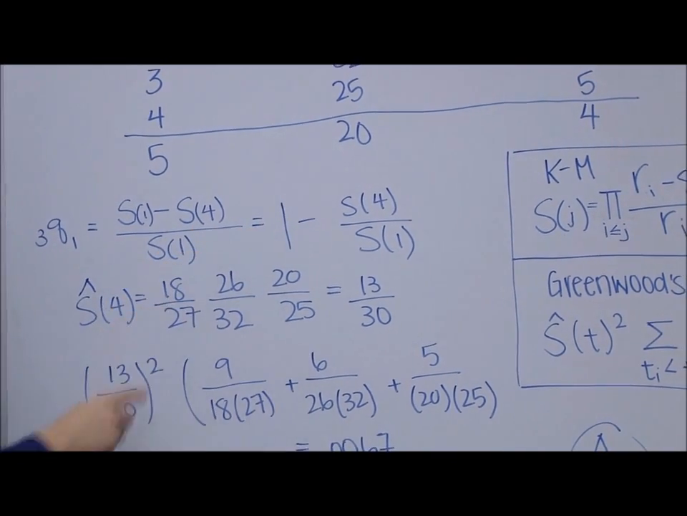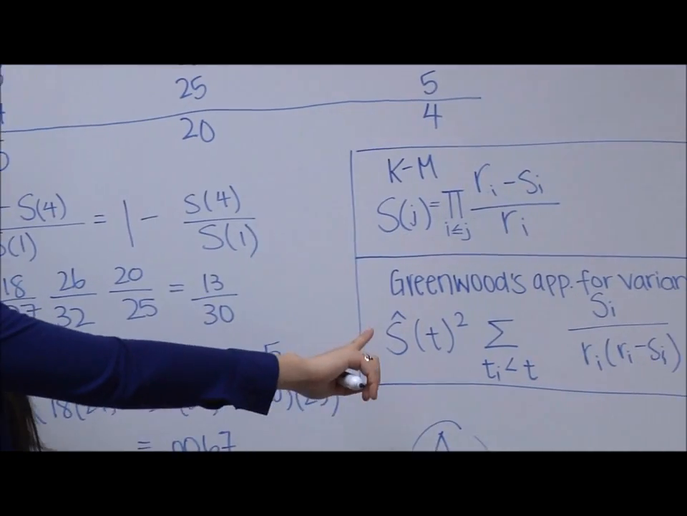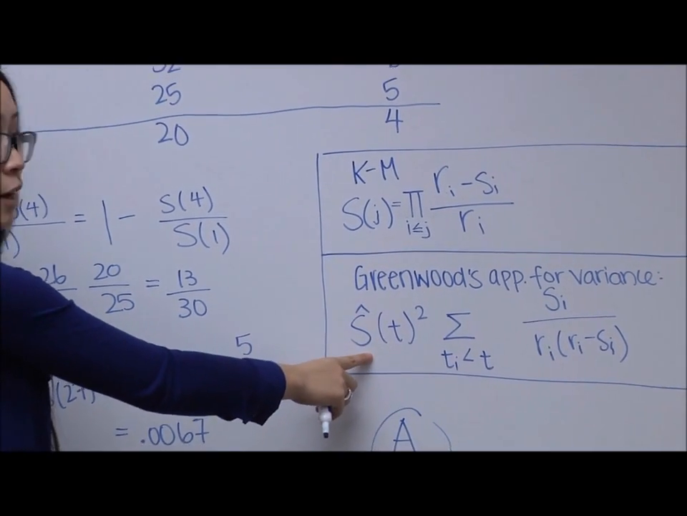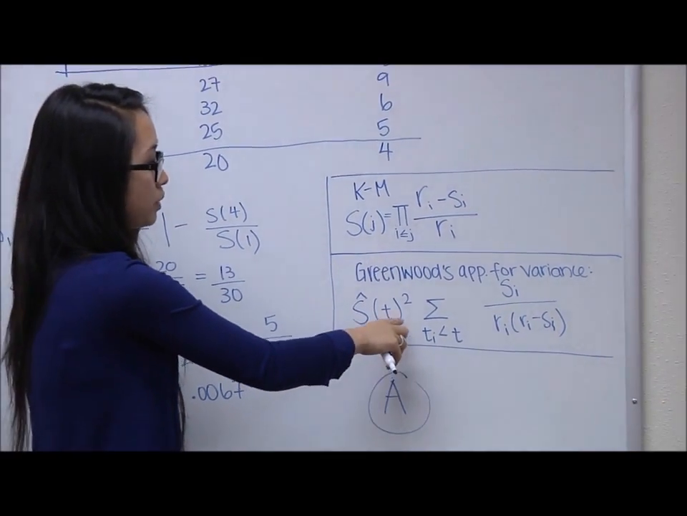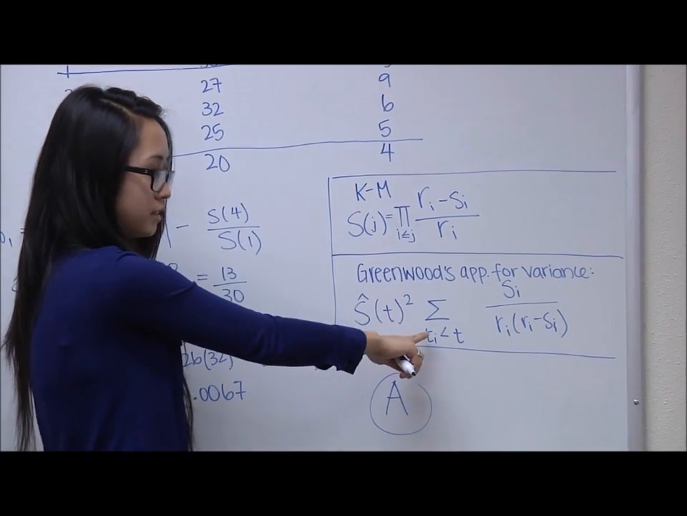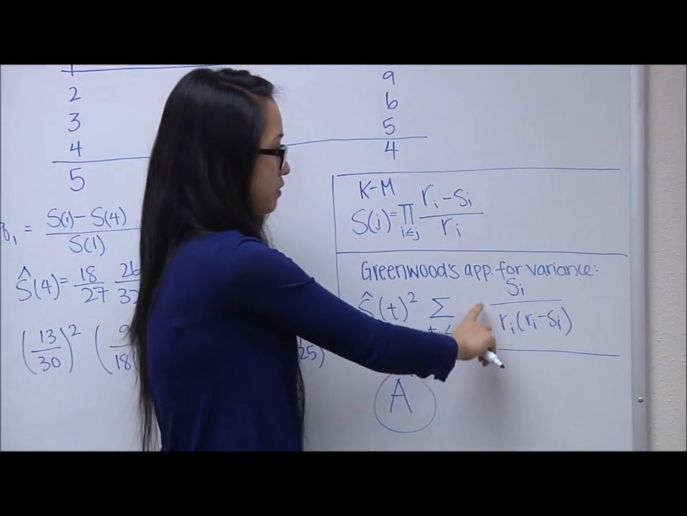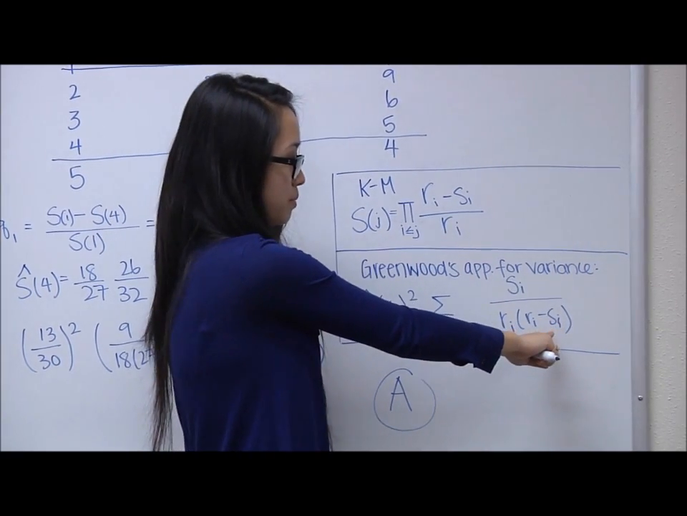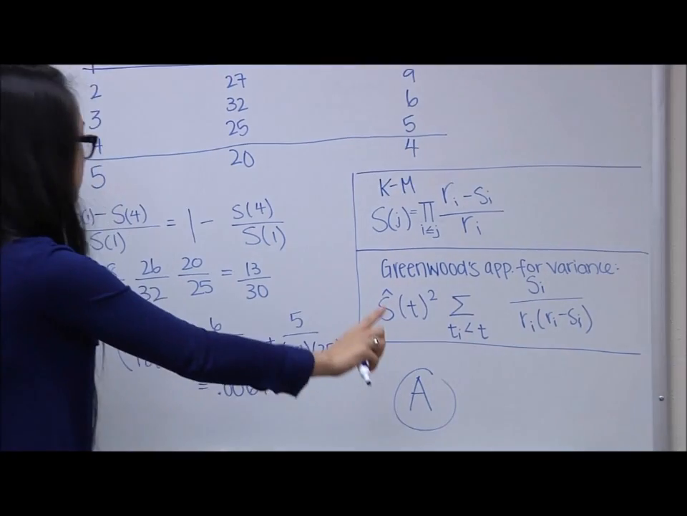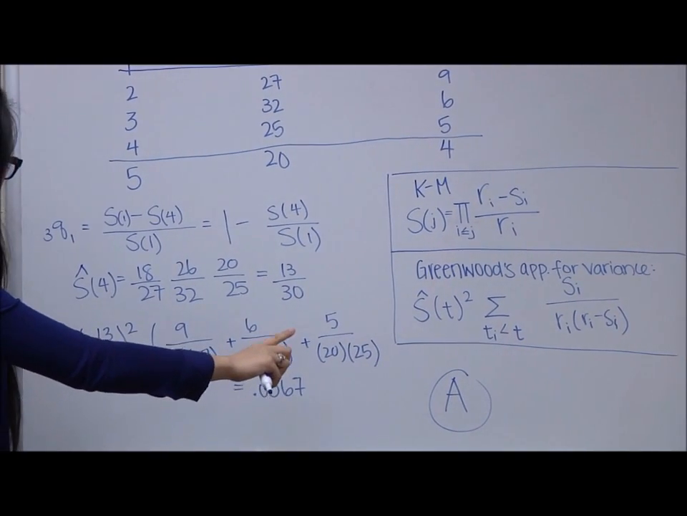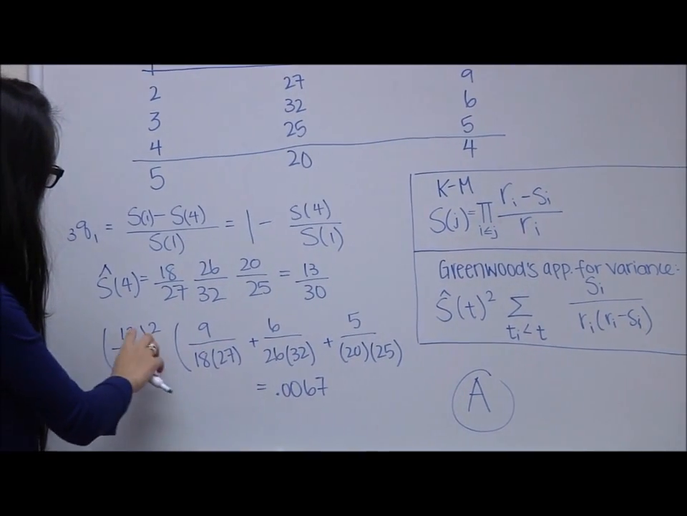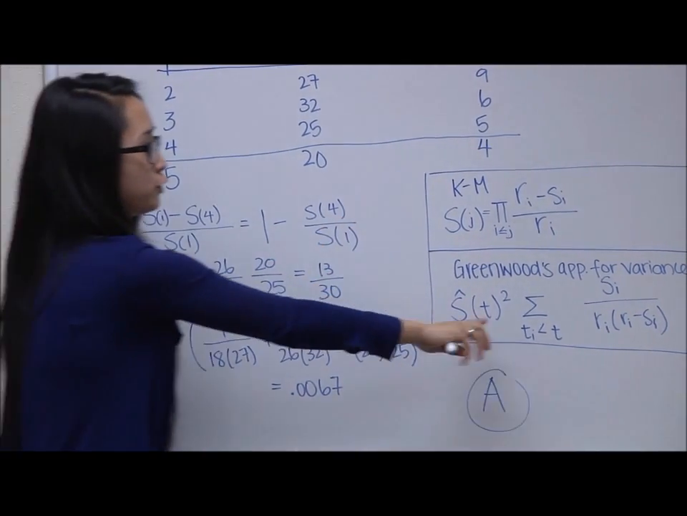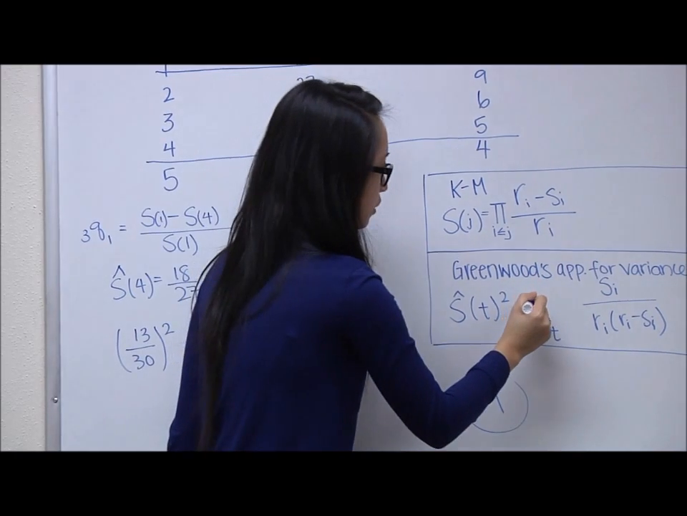So then you look at your Greenwood's approximation for variance, and the equation is your Kaplan-Meier approximation for the survival function to t, squared, times the summation of S sub i over your risk set times your risk set minus the number of people that expired at this time. And one thing to note is that for this one, you basically have to use the Kaplan-Meier first before you can move on to this part. So it's like a 2-step process.